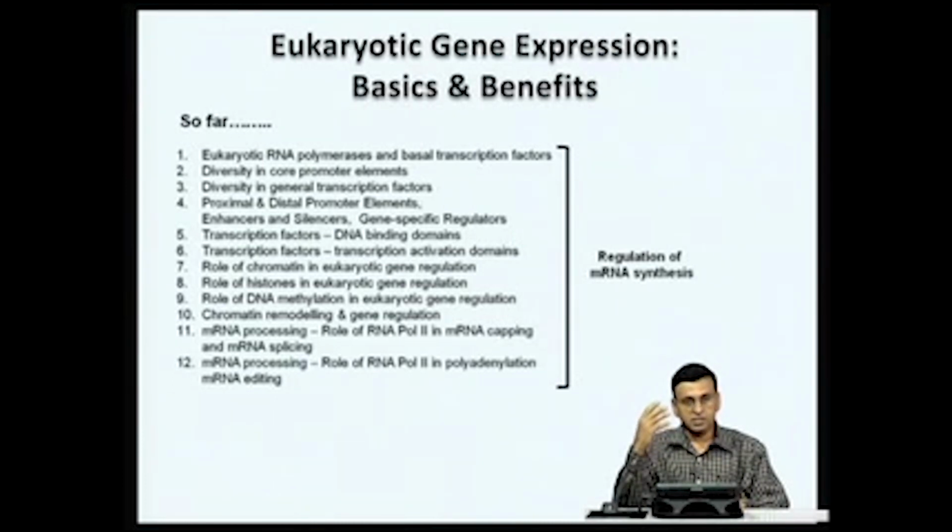We also discussed extensively the role of chromatin in the regulation of gene expression, how histone modification, DNA methylation, etc. affect gene regulation. Then we spent a considerable amount of time discussing how, after transcription initiation, RNA processing events take place such as mRNA capping, mRNA splicing, polyadenylation and so on and so forth, and very importantly we discussed the role of the RNA polymerase C terminal domain in all these RNA processing events.